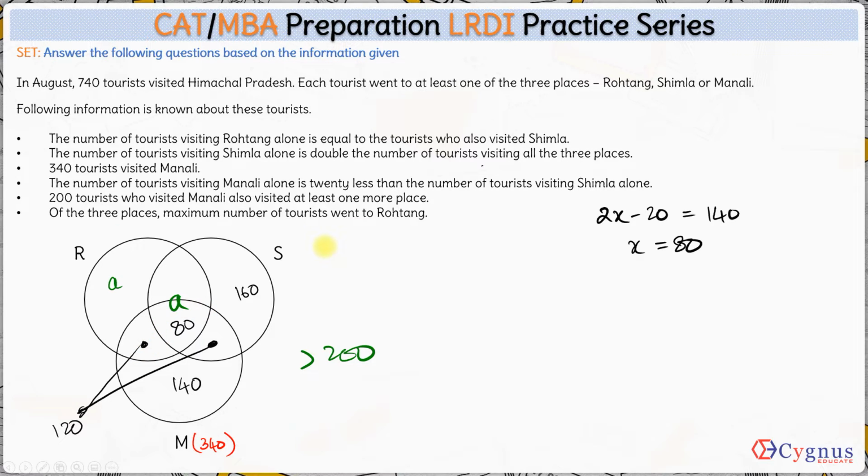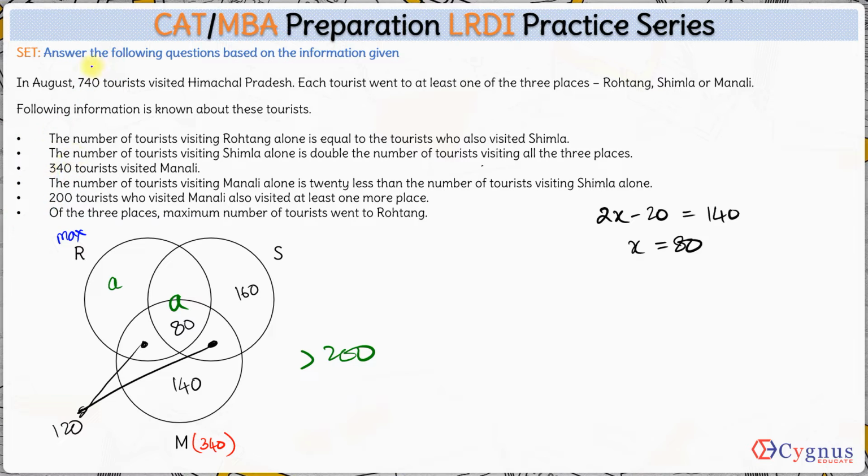Let's look at the next point now. Of the three places, the maximum number of tourists went to Rohtang. Maximum number of people went to Rohtang. So this is the information that we have so far as all the points are concerned.